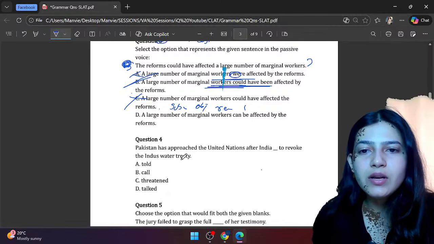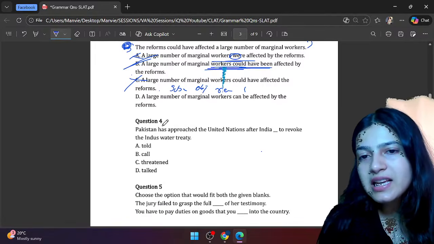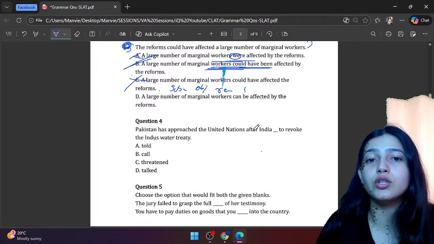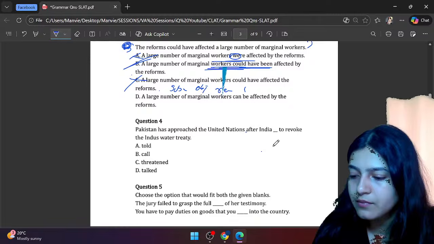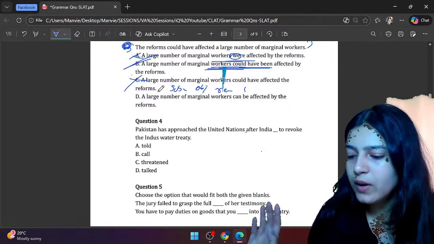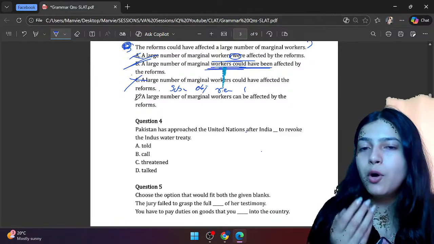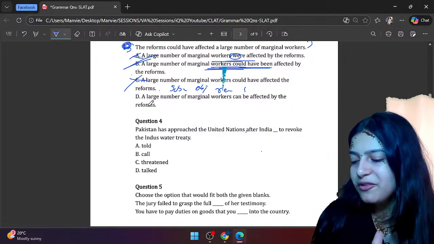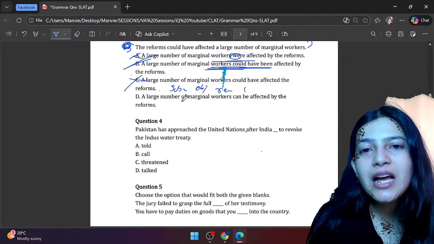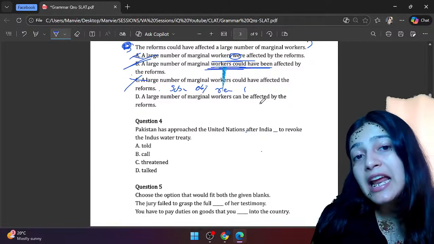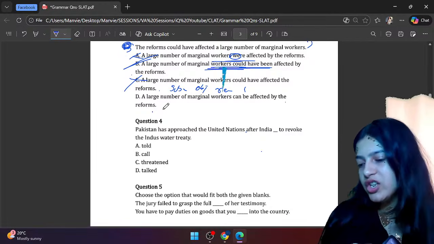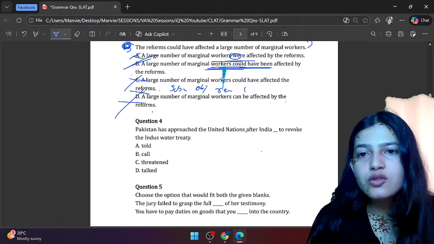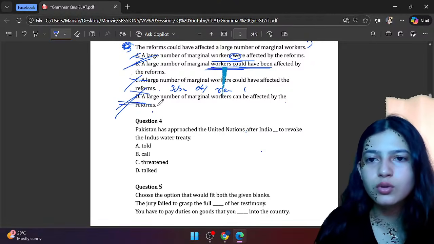So here is question number 4. Question number 4 says Pakistan has approached the United States after India. Okay, option number D भी explore कर लेते हैं question number 4 पे आने से पहले. So a large number of marginal workers can be affected by the reform. So here it actually changes the tense and the modality, so we can rule it out.